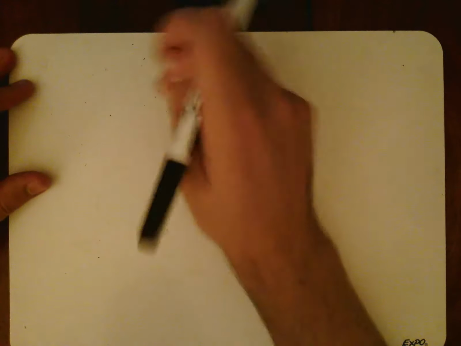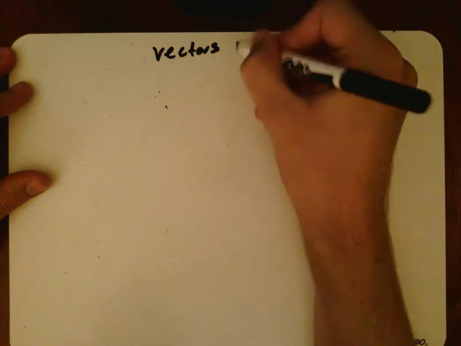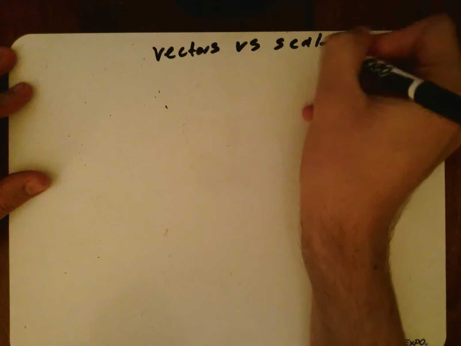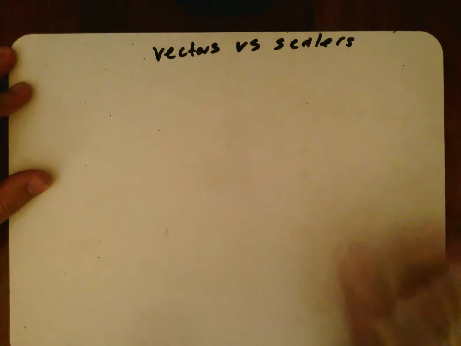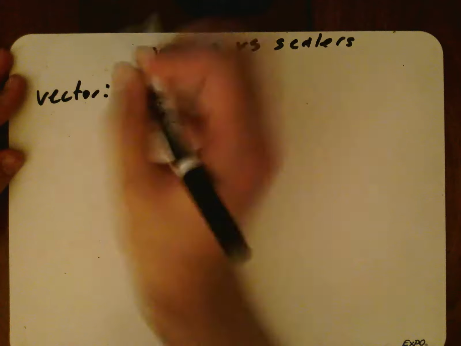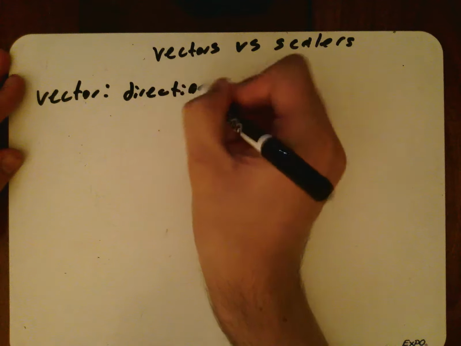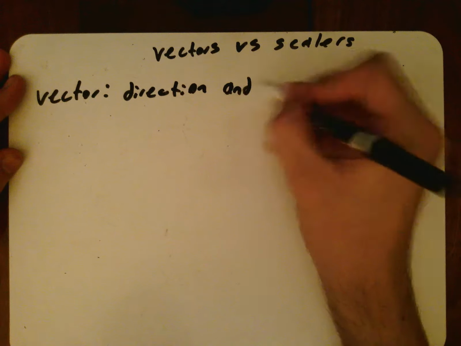Alright guys, so this is going to be a video on vectors versus scalars. Okay. So a vector is something with both a direction and a magnitude.